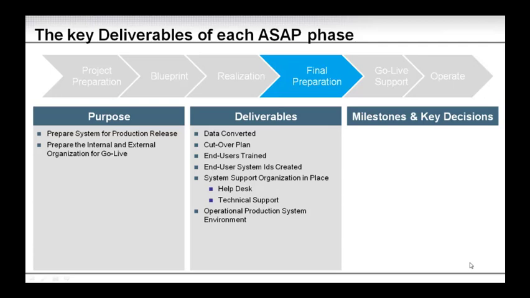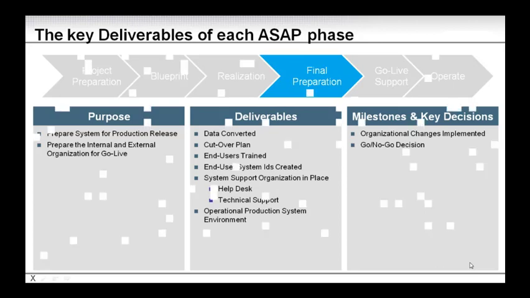End user IDs are created. They have the right access. They're ready to go. System support organization is in place. That means help desk for functional as well as technical support. And we have the final operational production system in place. Milestone key decision, here we need to make sure that the organization is ready, so organizational changes are implemented, and we have the most critical of them all, a go no go decision.